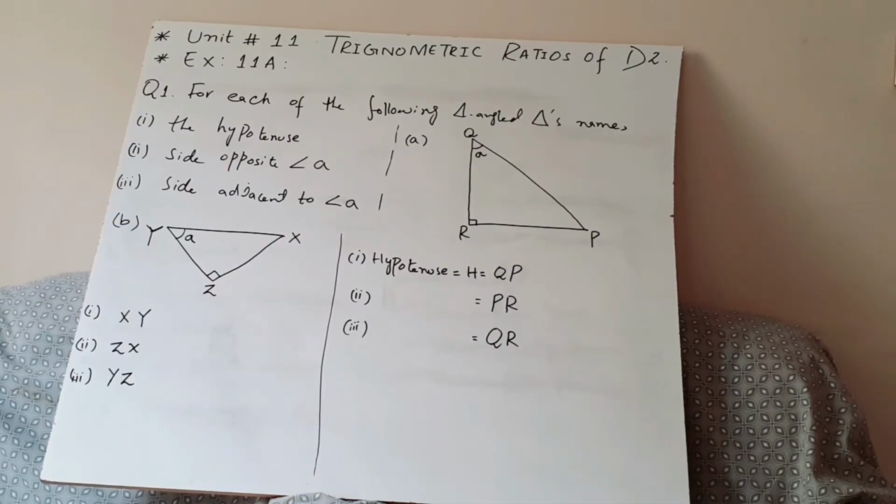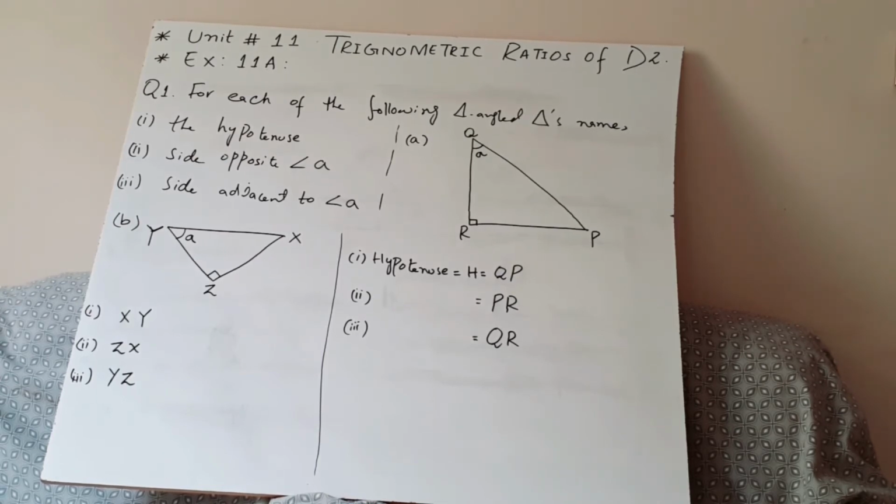Okay, so question number 1 of exercise 11A, in which they are asking, for each of the following right angle triangles, name the hypotenuse, the side opposite to angle A, and in the third part, the side adjacent to angle A. In this question they have given two figures, A and B. We have to identify the names of the sides: which side is the hypotenuse, the side opposite to angle A, and the side adjacent to angle A.